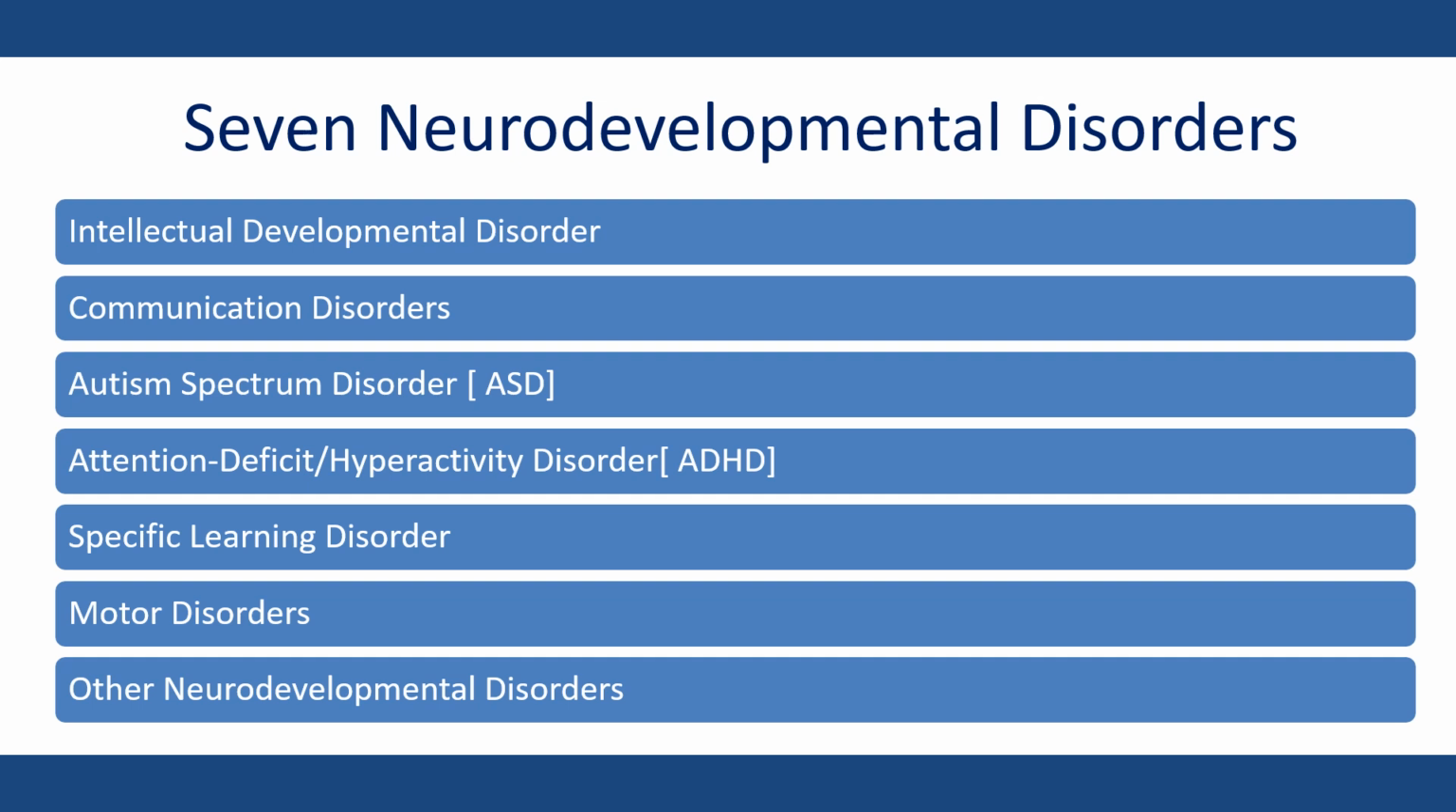All right, so today's lecture is going to follow this slide, if you will. DSM talks about 7 different types of neurodevelopmental disorder. So I listed these, and we will talk one at a time. The first one on the list is intellectual developmental disorder.